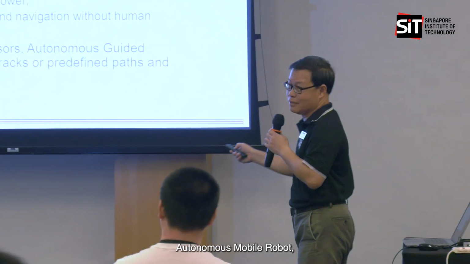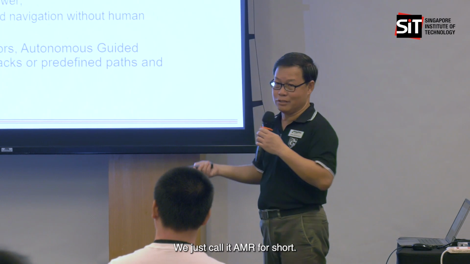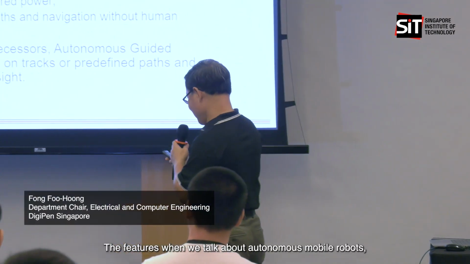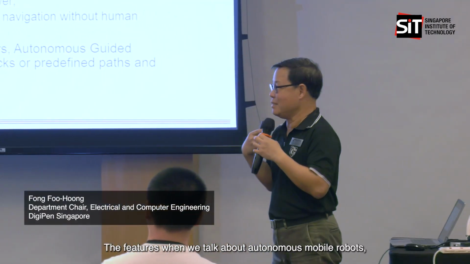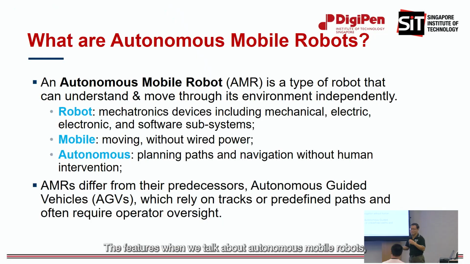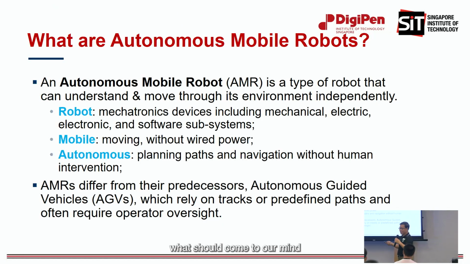Autonomous mobile robot. We'll just call it AMR for short. The features, when we talk about autonomous mobile robots, what should come to our mind will be: it's a robot, of course, it's mobile, and the keyword is autonomous. Autonomous means it's able to move on its own without human intervention. So that's the keyword, without human intervention.